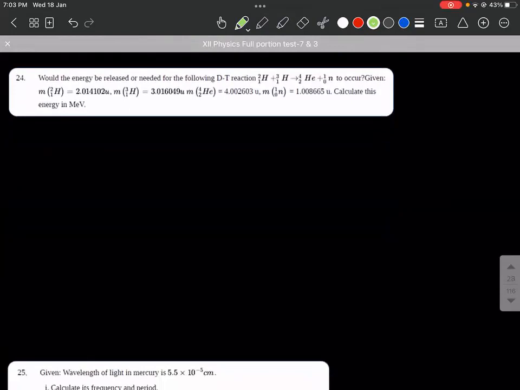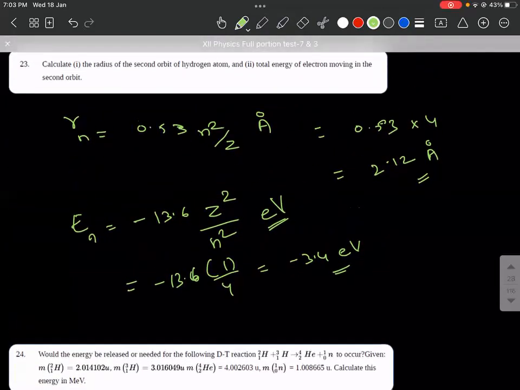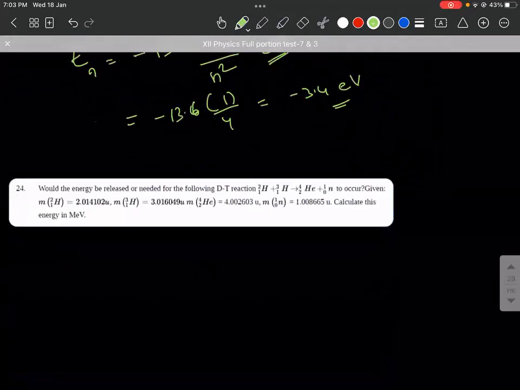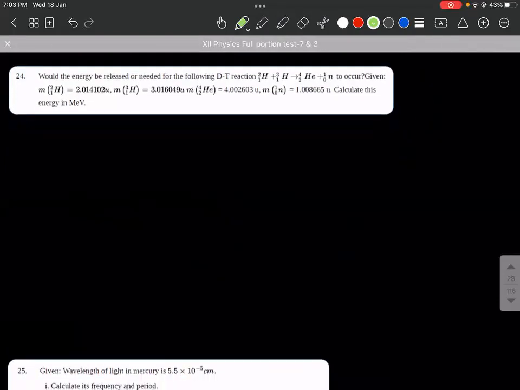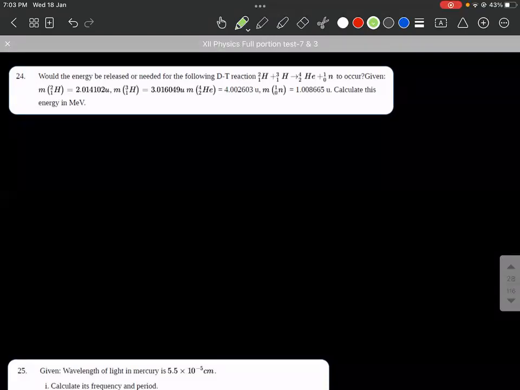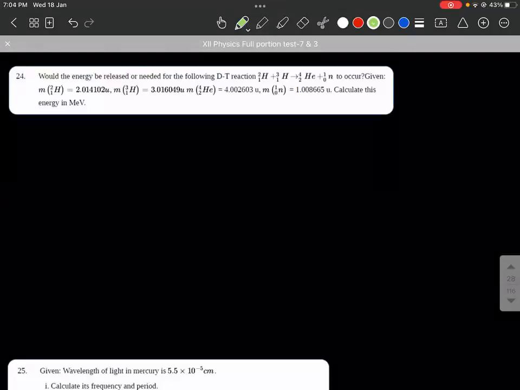Nitish, you wanted to see this. Is your doubt clear? Yes, sir, clear. Okay. Would the energy be released or needed for the following deuterium and tritium reaction to occur? Given mass of H21 is 2.014102 U, atomic mass unit. Mass of H31 is going to be 3.016049 U. Mass of helium is 4.002603 U. And mass of neutron is 1.008665 U. Calculate the energy in megaelectron volt.